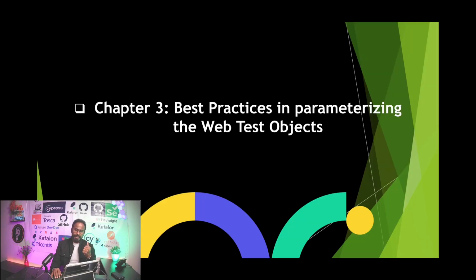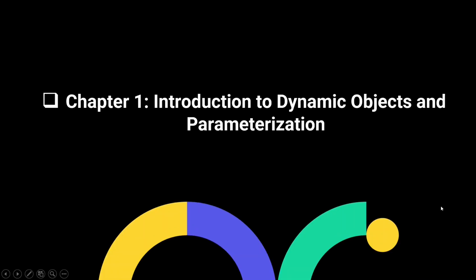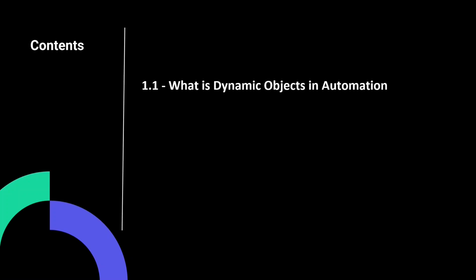And in chapter 3, I'm going to teach you the different best practices in parameterizing the web test objects. This is our chapter 1, Introduction to Dynamic Objects and Parameterization. As part of section 1 in chapter 1, let us first understand what dynamic objects are in automation.